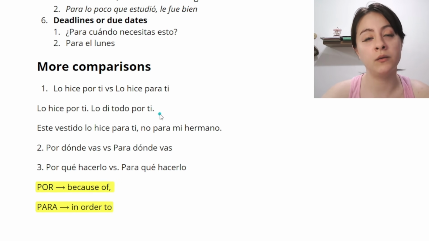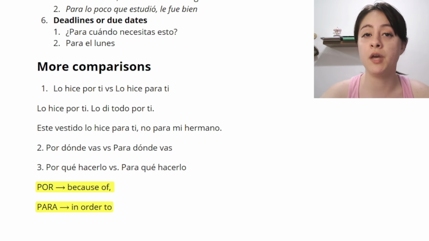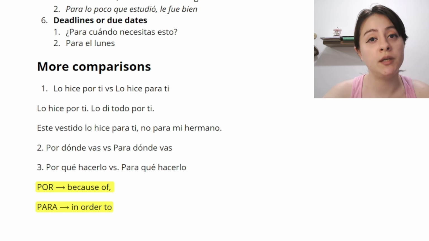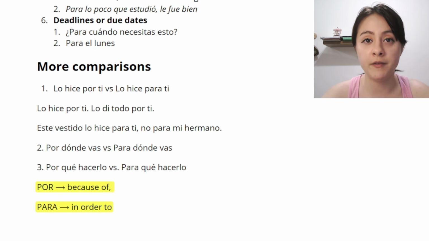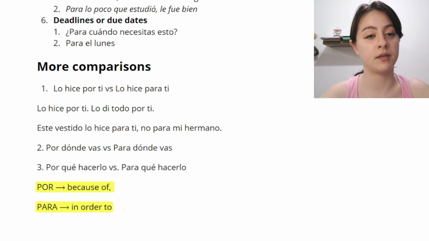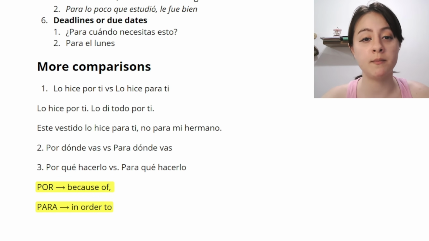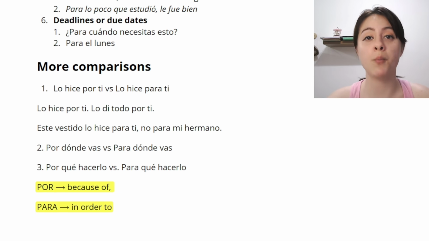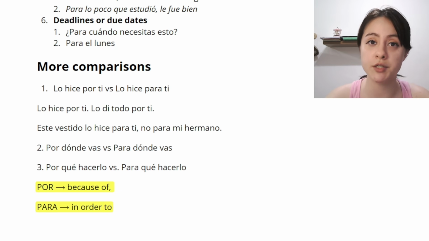Okay, so now that we've seen the main use cases of each preposition, let's compare situations in which you can use both prepositions, but they have different meanings. So you can say, lo hice por ti, and you can say, lo hice para ti. But what's the difference? If you want, you can pause the video and try to figure it out yourself. Try to come up with an answer as to what's the difference.